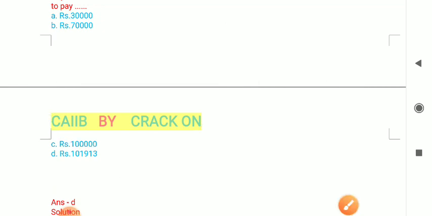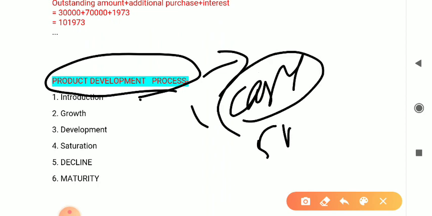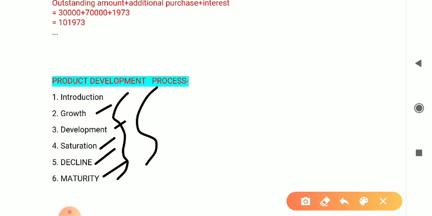So in this video we are going to discuss the product development process. One thing we are expecting repeatedly in the exams is case studies. You can have case studies of 5 marks in the exams, right? So these are the stages of the product life cycle: introduction, growth, development, saturation, decline and maturity, right?